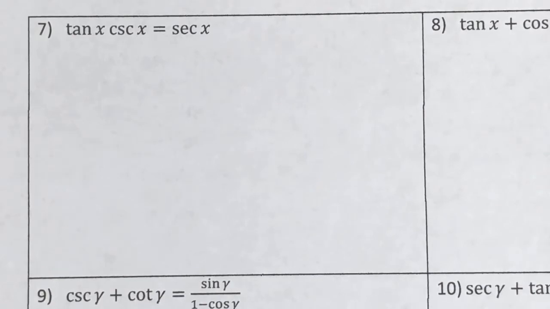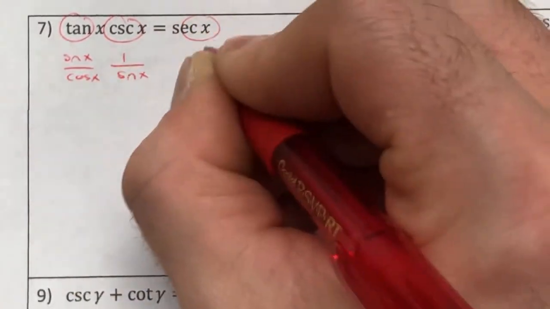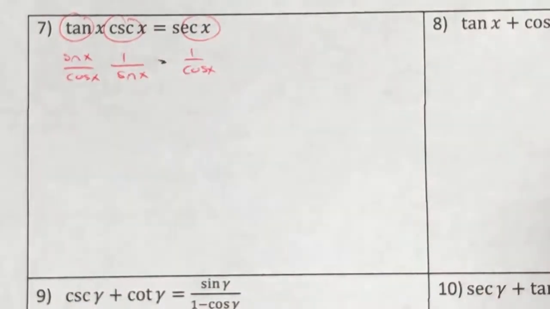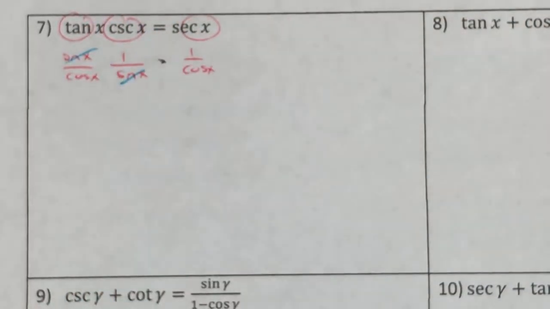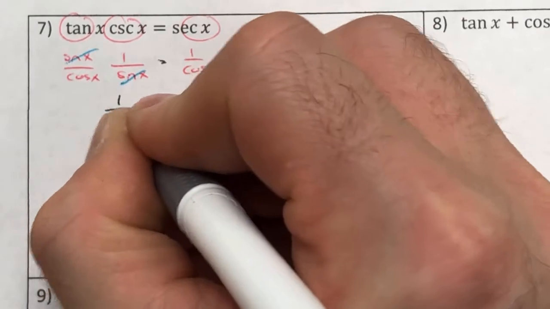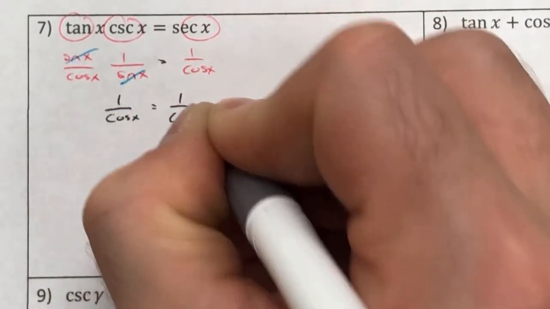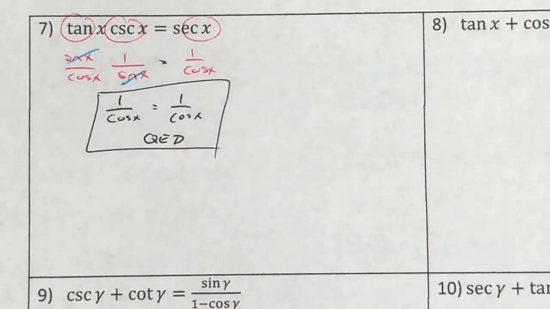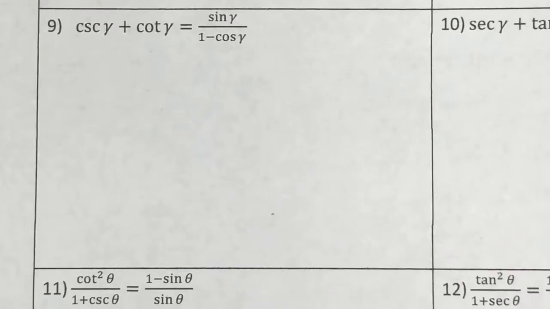Okay, now that you've had a shot, you'll notice that I can rewrite all 3 of these. The tangent is the sine over the cosine, cosecant is 1 over the sine, and secant is 1 over the cosine. We notice that next the sine over the sine is going to cancel out. So we're left with 1 over cosine equals 1 over cosine. Quod erat demonstrandum. Done. Again, go ahead and pause the video, try this one out.